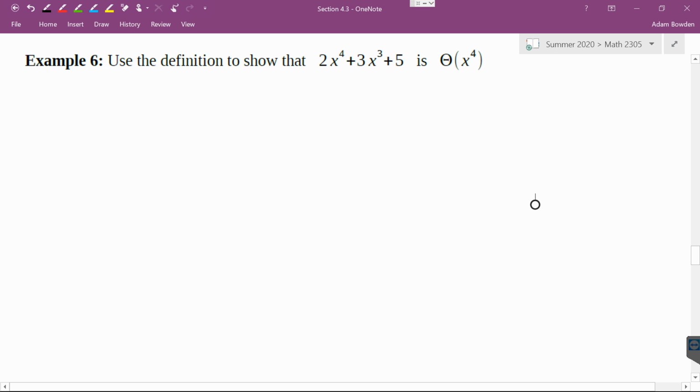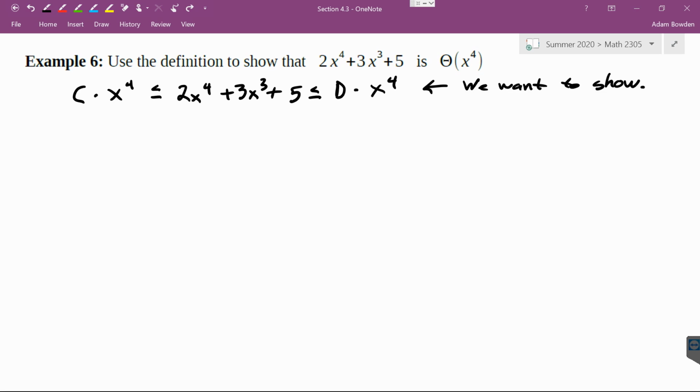Now in this example, what we're going to do is use the definition to show that 2x to the fourth plus 3x cubed plus 5 is big theta of x to the fourth. Now what this means we need to show is that a constant c times x to the fourth is less than or equal to the absolute value of 2x to the fourth plus 3x cubed plus 5, which is less than or equal to d times x to the fourth. Now what we can tell here is that x to the fourth is less than or equal to the absolute value of 2x to the fourth if x is sufficiently large.